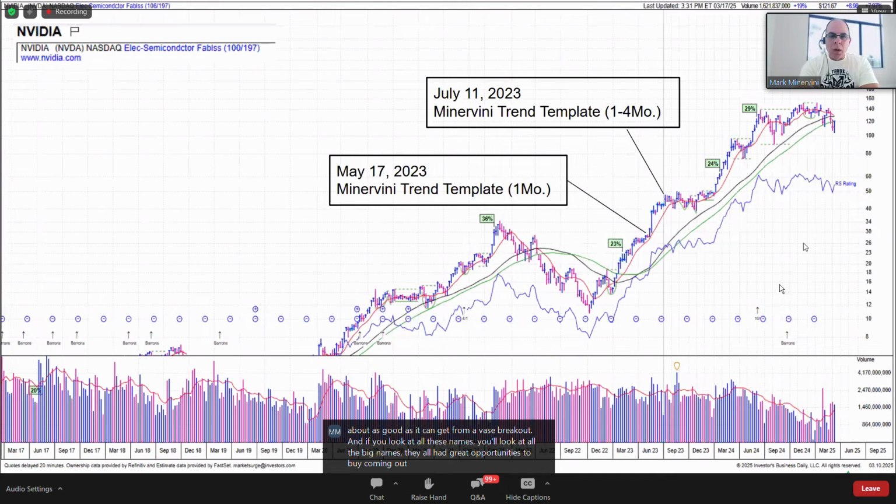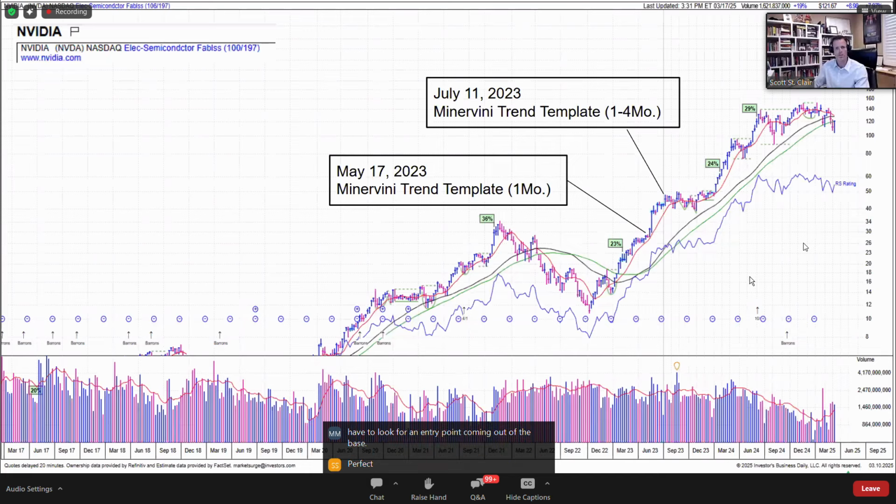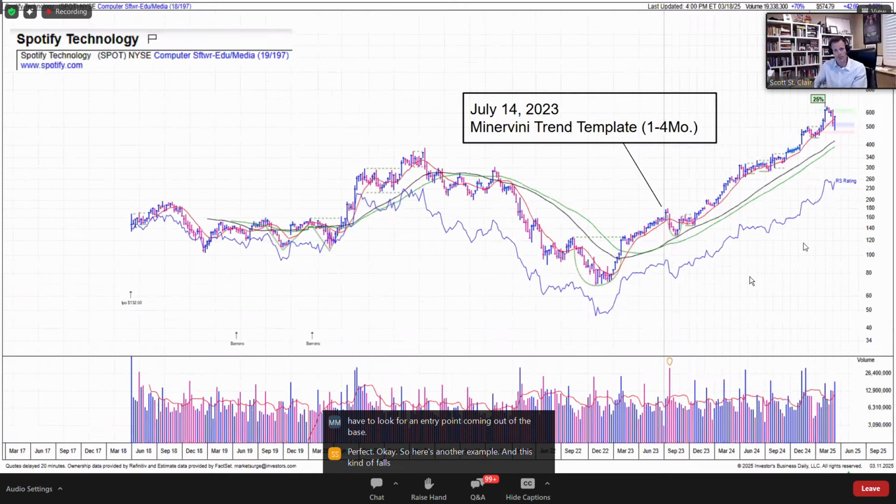Yeah, but here's what I want to point out. It's really important. Remember, the trend template is a qualifier. It's not a buy signal just because it's on the list. It simply says it meets the uptrend, and now you have to look for an entry point coming out of a base. Perfect.